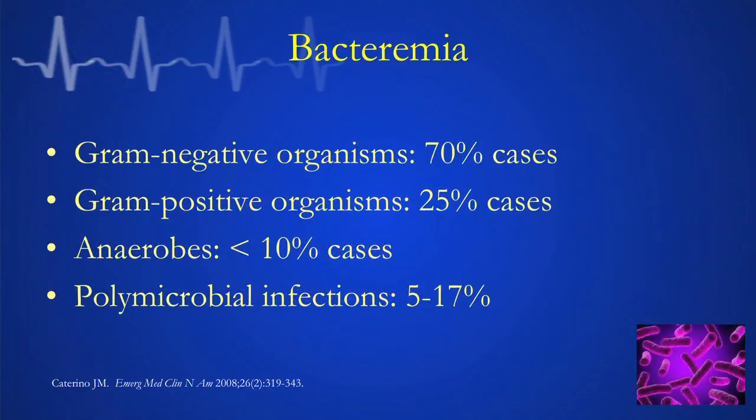What are the organisms? It's a gram-negative organism 70% of the time, probably E. coli from their UTI. It's a gram-positive organism 25% of the time. Anaerobic, less than 10%, but it's there. And polymicrobial, 5 to 17%.